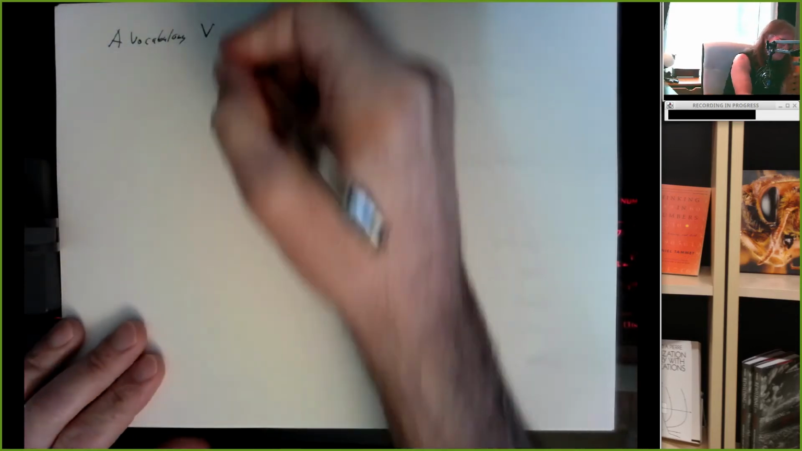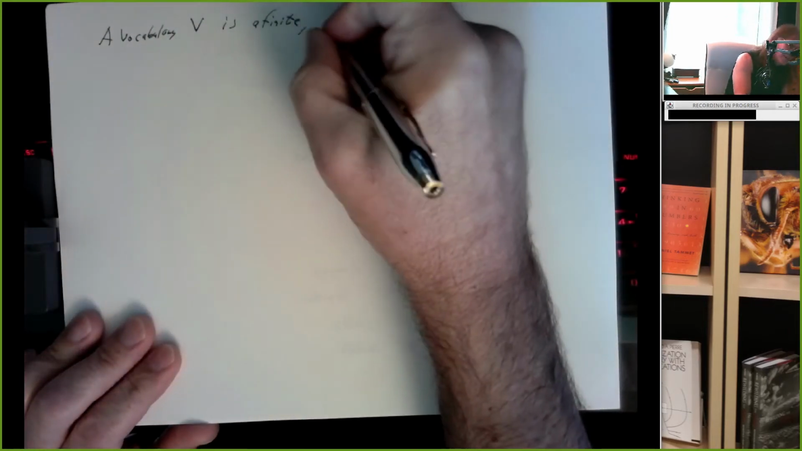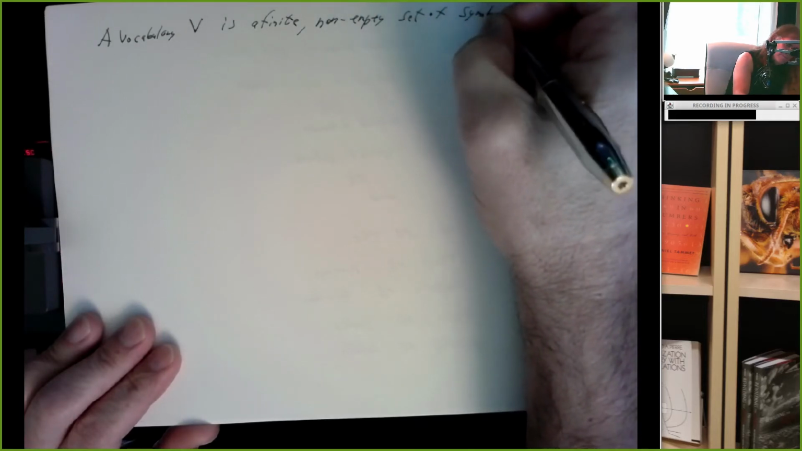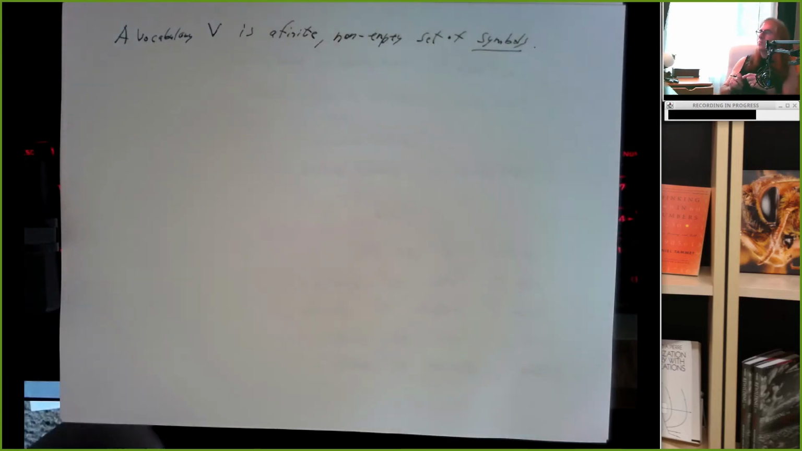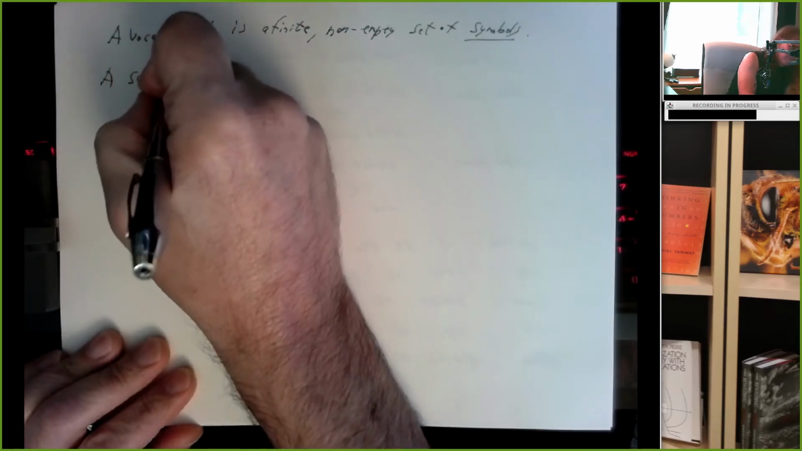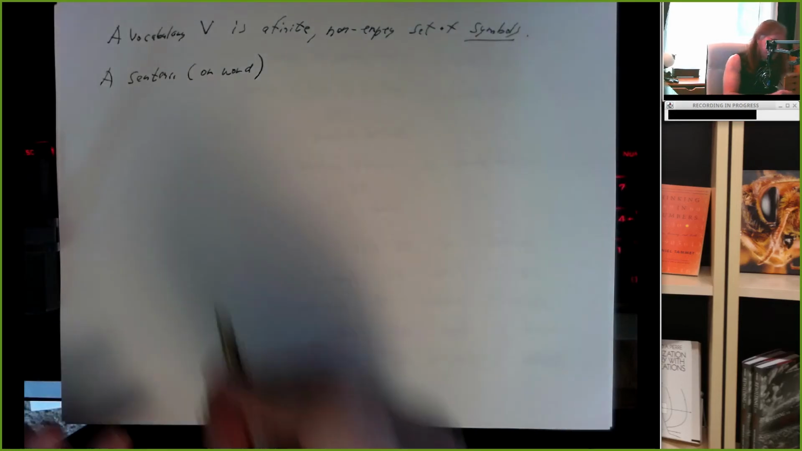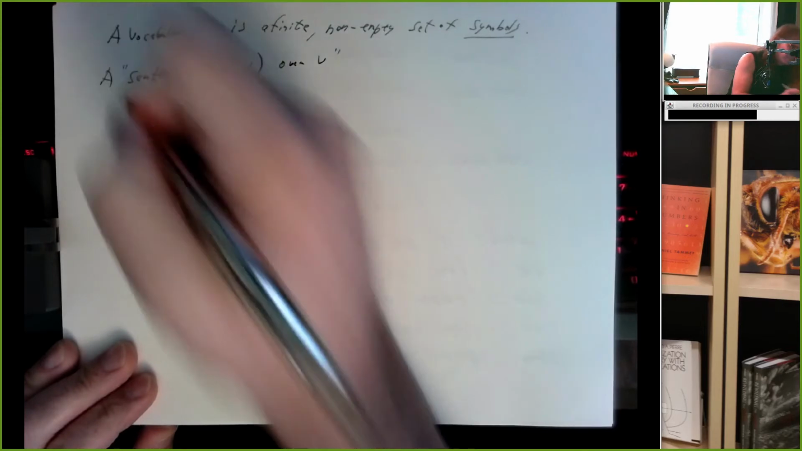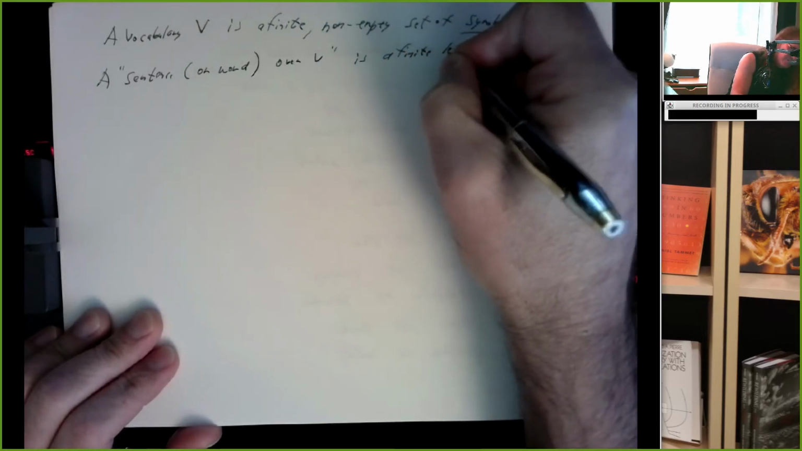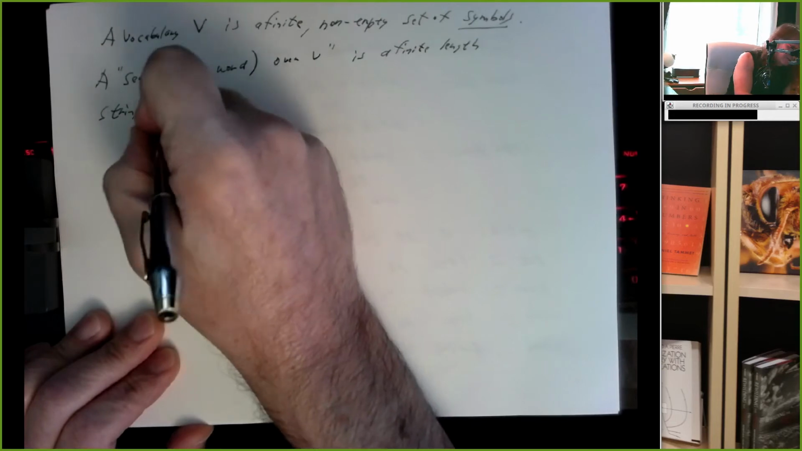All right. Vocabulary V, we're going to go back to some set theory here, is a finite, non-empty set of symbols. We're going to define a sentence. Sometimes it's called a word, but we'll define a sentence or a word over V as a finite length string of elements of V.